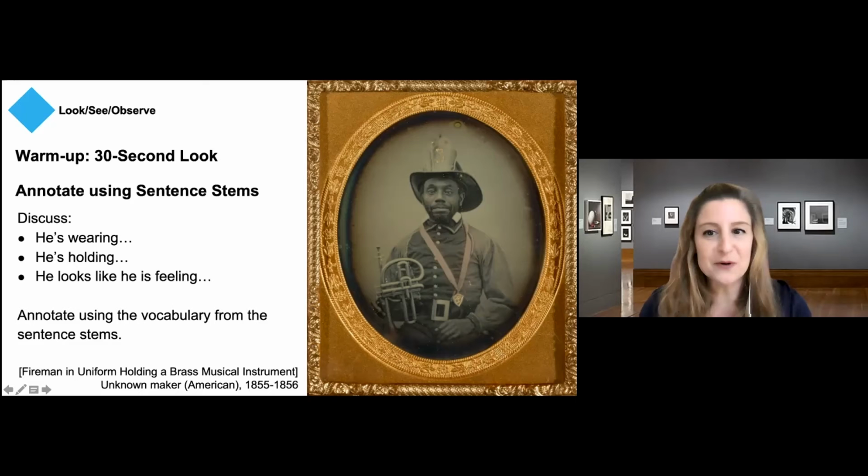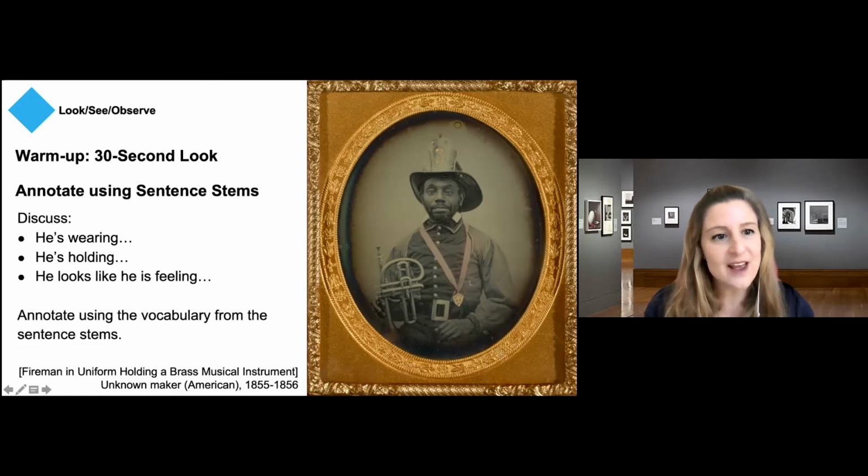When talking about what he's holding, certainly that musical instrument will come to mind. It's a cornet. You may, with your students, need to have a discussion about, well, what could it be? It looks like a trumpet, or is it a bugle? And introduce them to a cornet as a type of wind instrument.